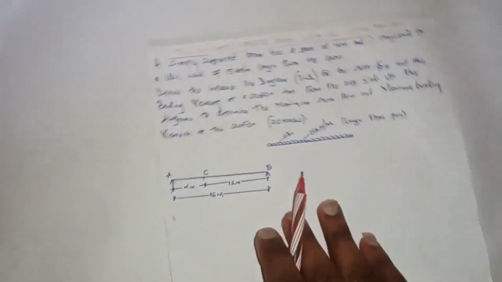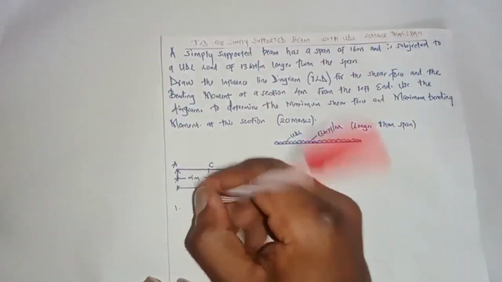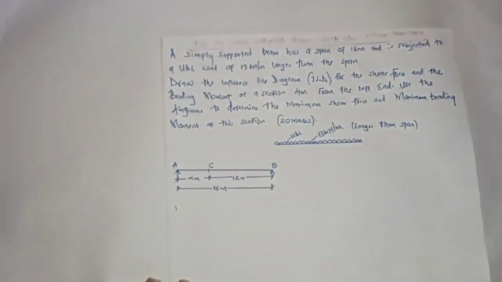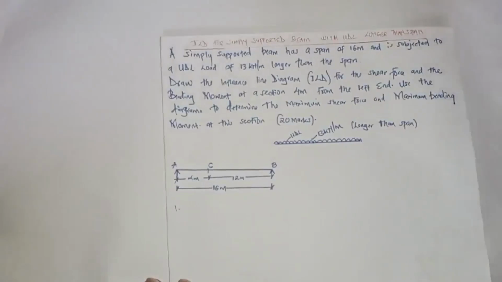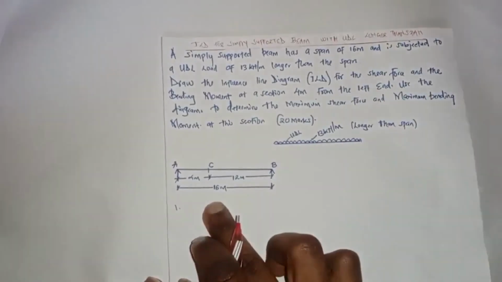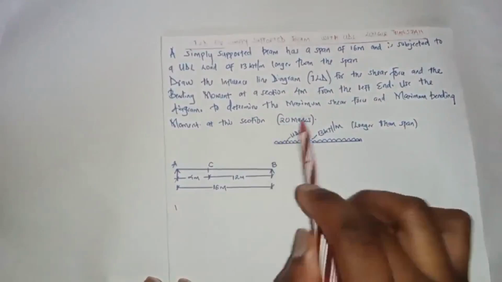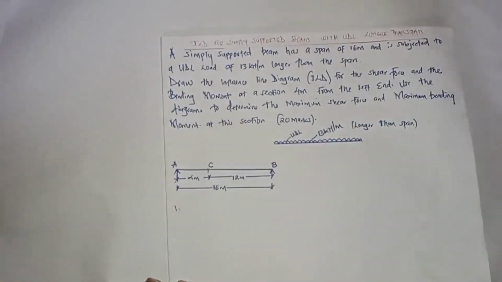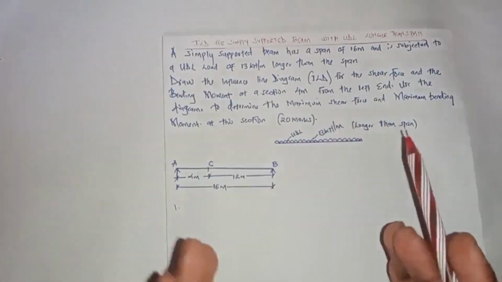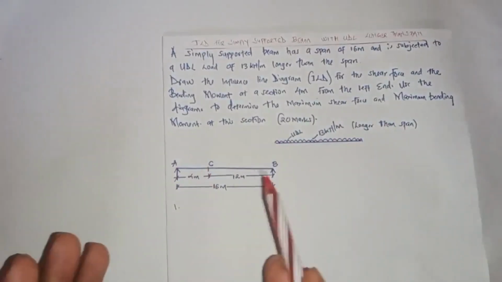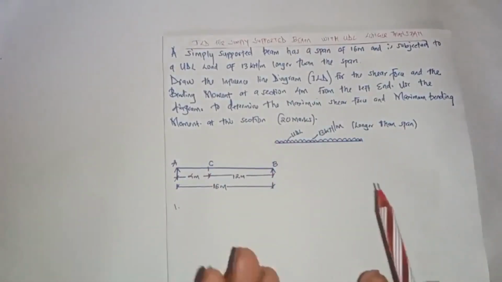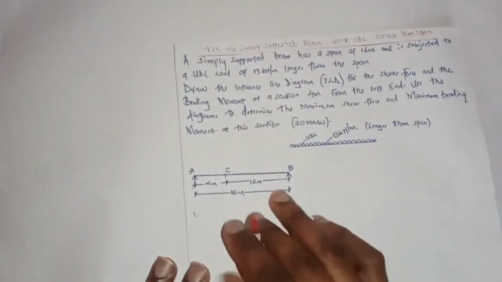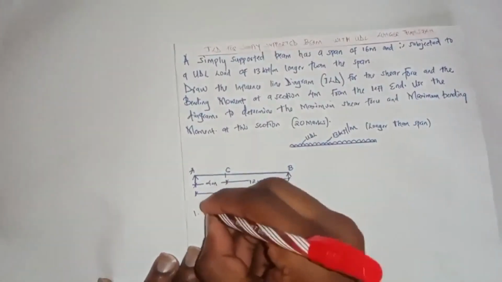To start off, the maximum positive shear force occurs when the tail of the UDL is at C. We're going to start with the maximum shear force, and to determine it, we are going to do the maximum positive shear force and the maximum negative shear force.